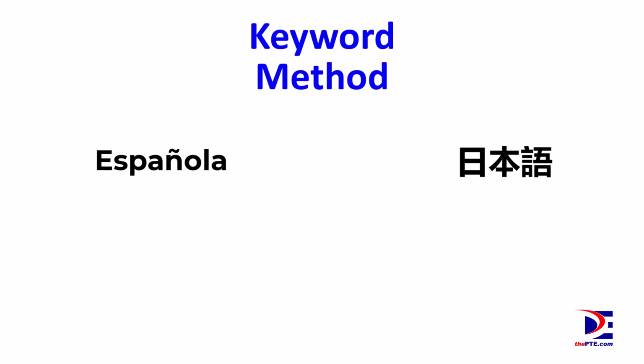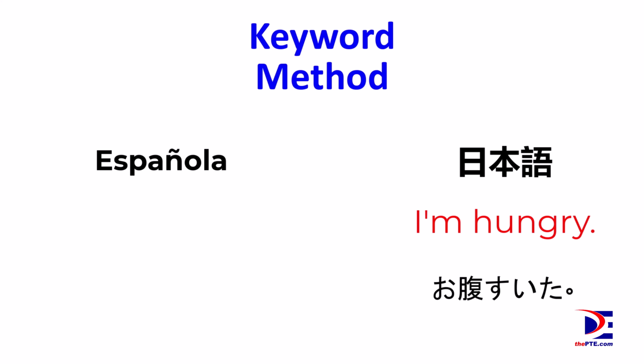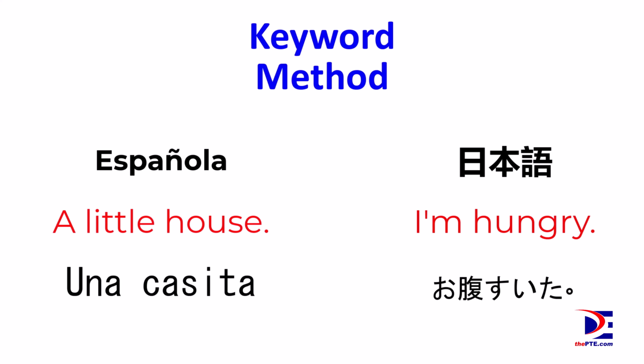At least to my non-native ears. So, which is which? In Japanese, I'm hungry is お腹すいた。 and the same utterance in Spanish means Una casita, a little house or a little playhouse.